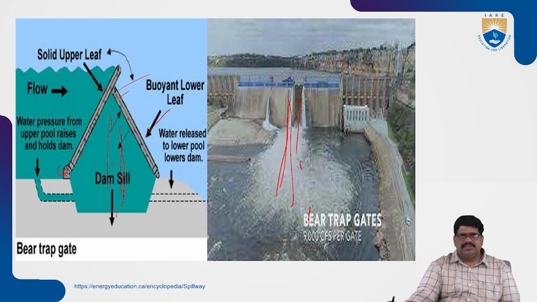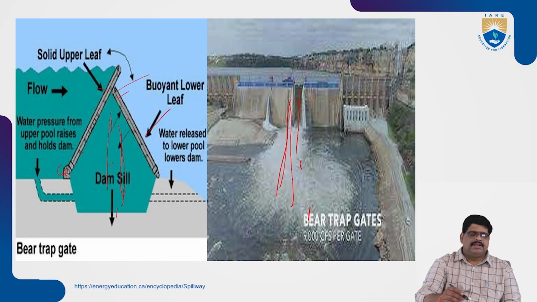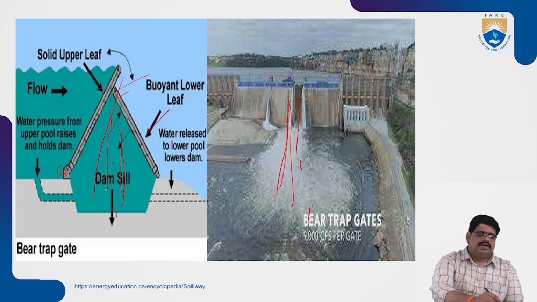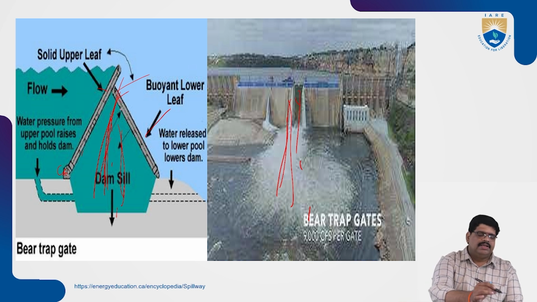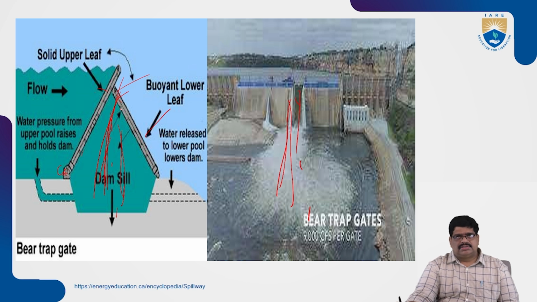Generally, we are using this type of gate. It can be lowered, the ships will go inside from one side to the other side, and after this, it can be closed and the water held. So that is the bear trap type of gates.